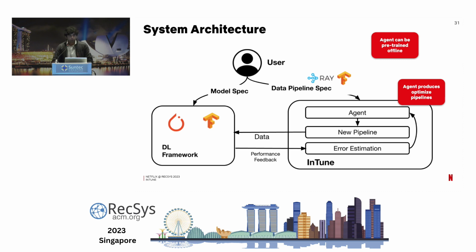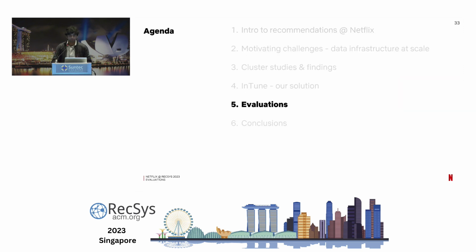The agent can, of course, be pre-trained offline on historical data pipelines and then updated online again for the ongoing training. This process turns into an iterative optimization problem where it's slowly shifting the resource distributions across stages to finally achieve that optimized pipeline that maximizes throughput.